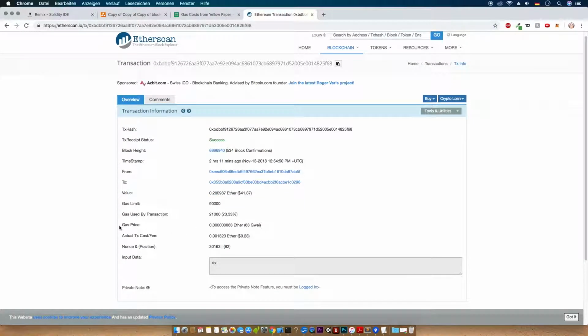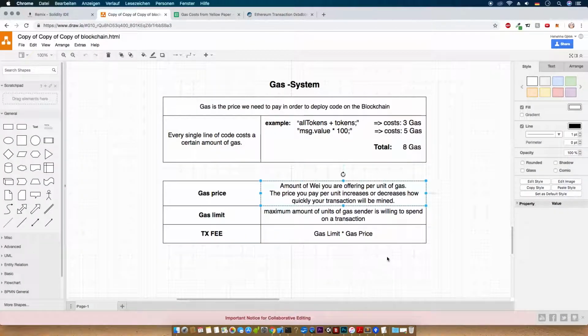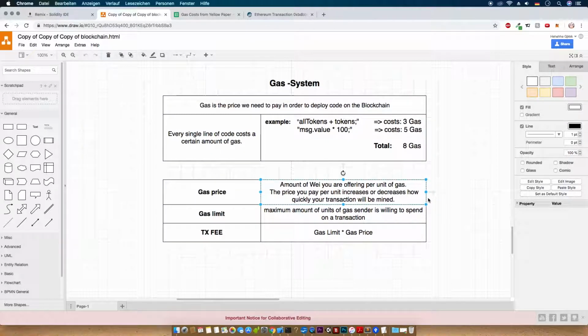So let's talk about the gas price. The gas price is the amount of Wei we are offering per unit of gas. Based on this example, if we are willing to pay a gas price of 10, that would be 10 times 8, so 10 Wei per unit of gas. In other words, the gas price would be 80 Wei. The price you pay for each unit increases or decreases how quickly your transaction will be mined. The more you are willing to pay per unit of gas, the faster the transaction will be processed.